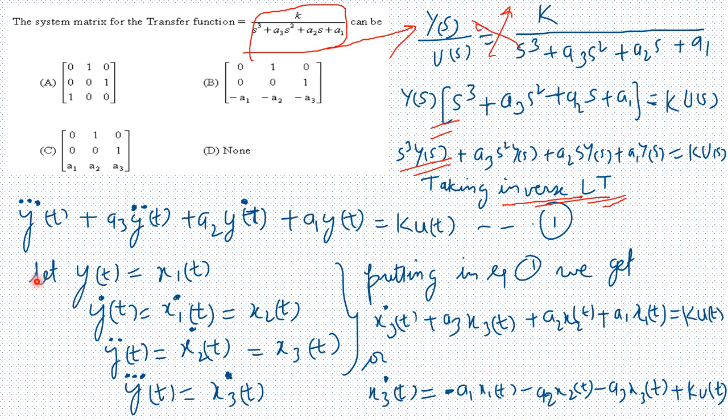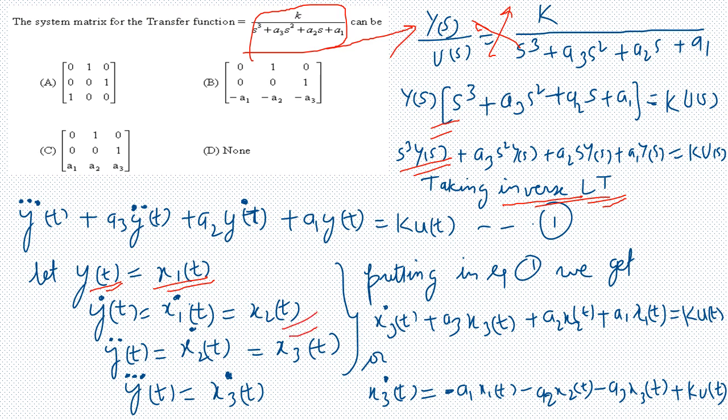Now we bring in our state variables. We define our output as x1 of t. Again we differentiate it, and we'll keep this process until we reach the highest power. Once we differentiate, x1 of t goes to x1 dot of t, and we equate it to x2 of t, our second variable.